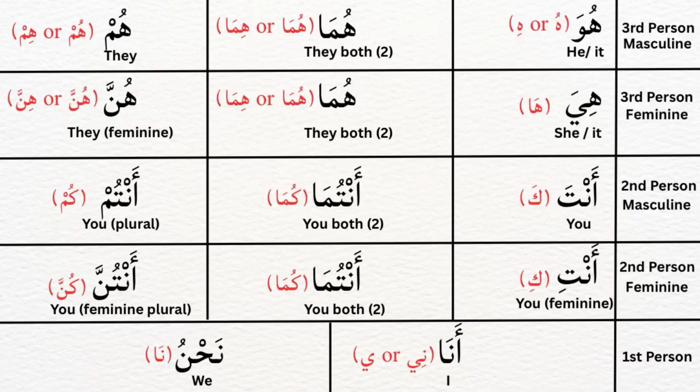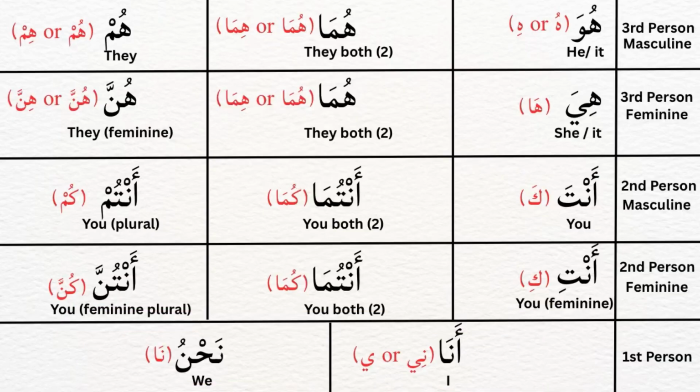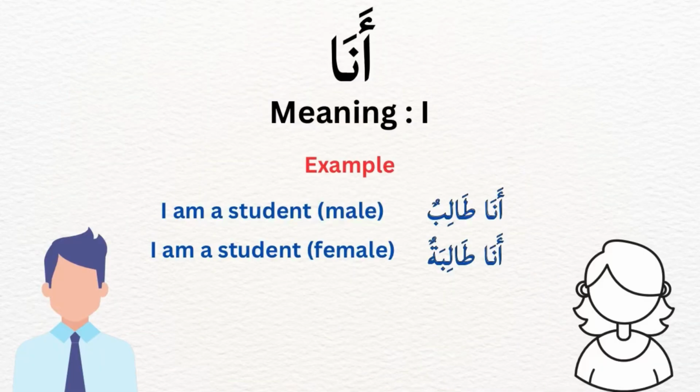And at last we have ana and nahnu. Ana, this means I, when you are talking about yourself alone. For example, I am a student. Ana talibun. In case of male, we say ana talibun. And in case of female, we say ana talibatun. I am a student. Female will say ana talibatun and male will say ana talibun.